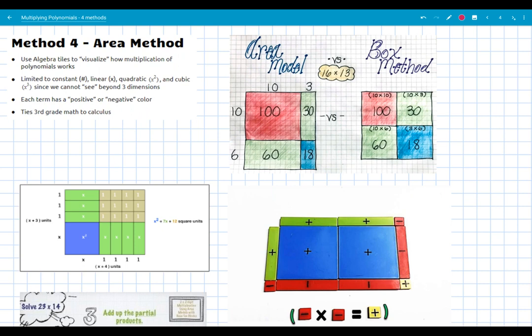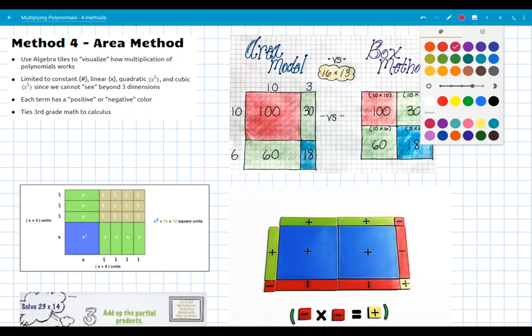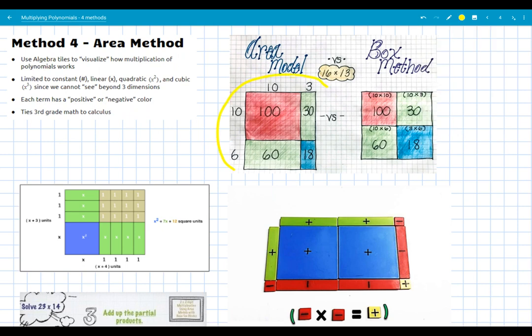So first one I'm going to look at is on top. This one. This is what a 2nd grader would do. When they're doing 13 times 16, they'll do 10 and 3 times 10 and 6. The 10 and 10 make 100. The 3 and 10 make 30. The 6 and 10 make 60. And the 6 and 3 make 18.